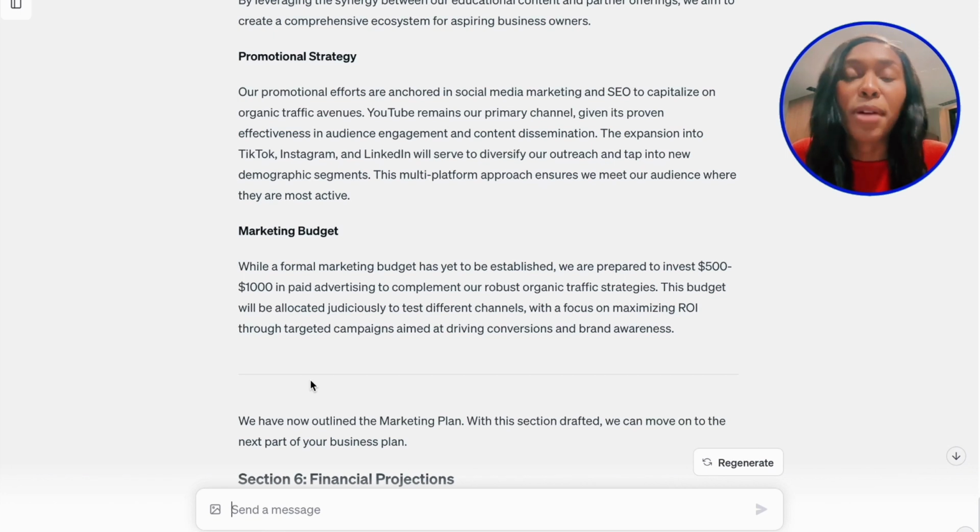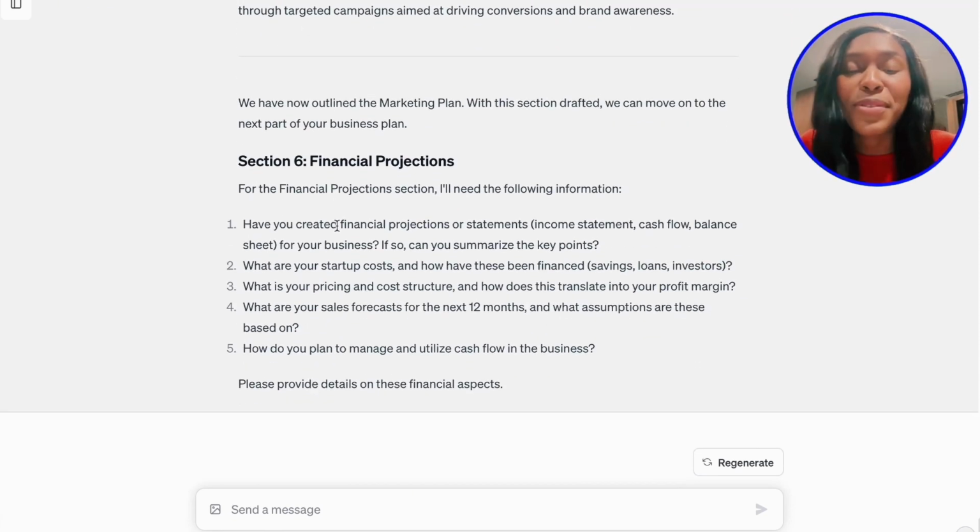Lastly, it talks about my marketing budget. As I continue to grow my business, I can refer back to how much I have budgeted out to expense within this category. Moving on, for section 6, we have the financial projections.